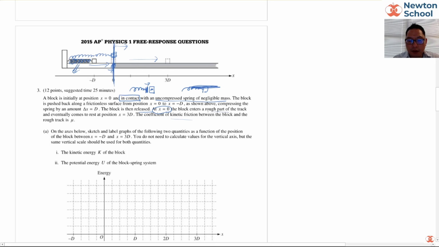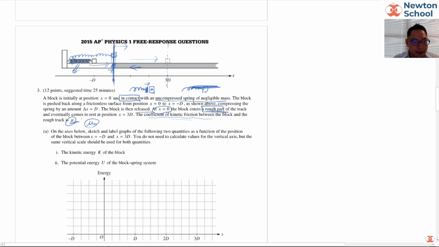And the block enters the rough part, okay? So it enters the rough part. So I guess there's like friction backward. And eventually it comes to rest at x equals 3d, okay? So it comes to a stop at that point. The coefficient of kinetic friction was mu, okay? So I guess this is mu k, right? Let's leave it as mu.